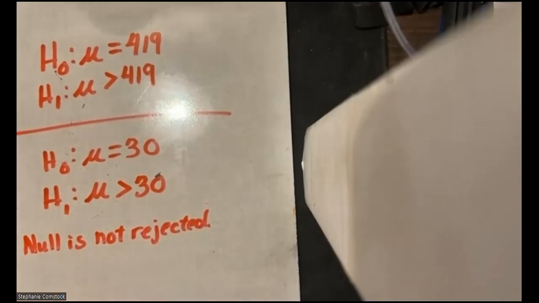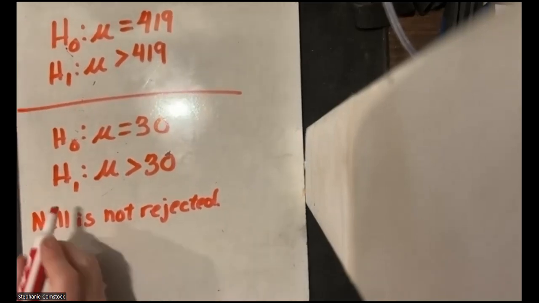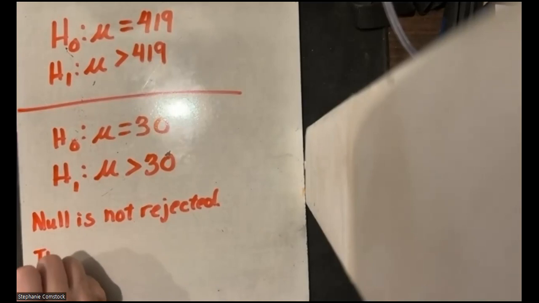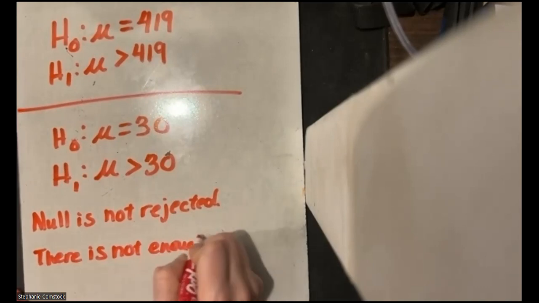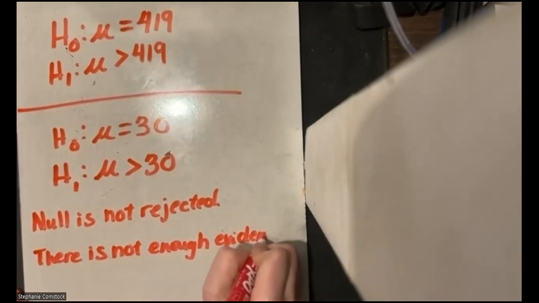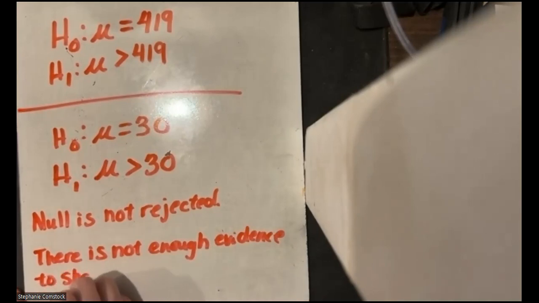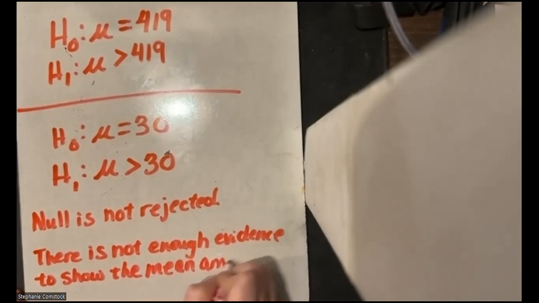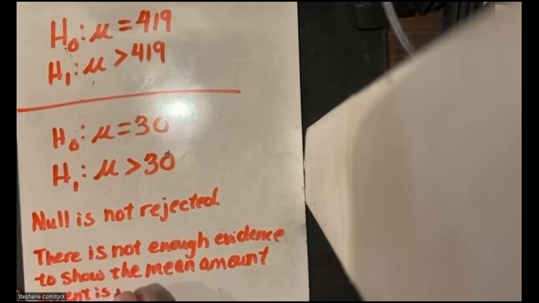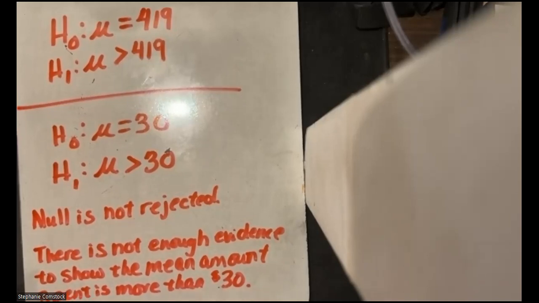Now, what is a way that we can state a conclusion? Think about a trial here. There is not enough evidence to show the mean amount spent is more than $30. So there's not enough evidence to show that the mean amount spent is more than $30.